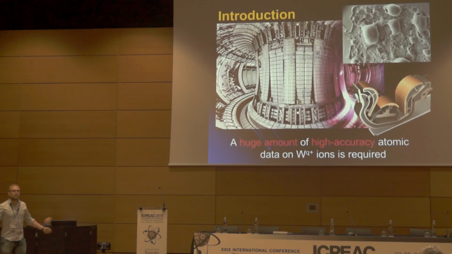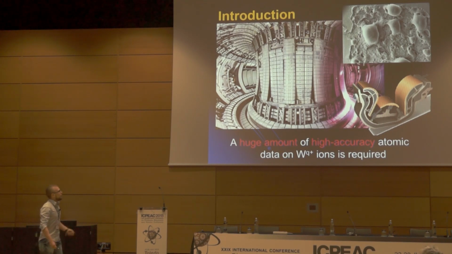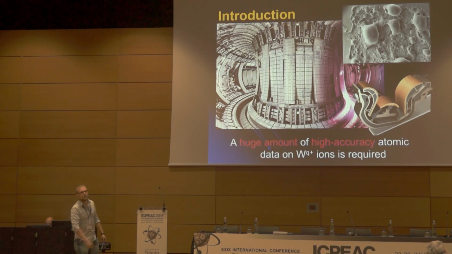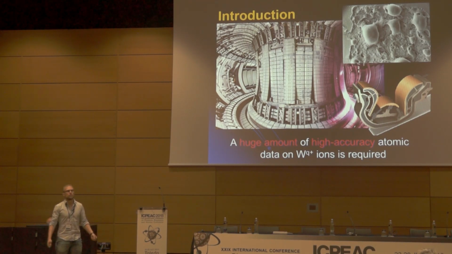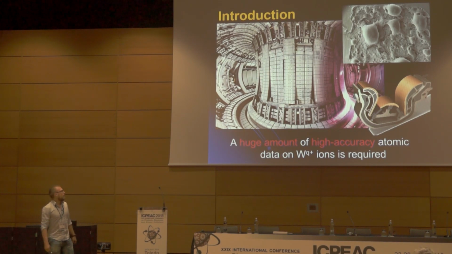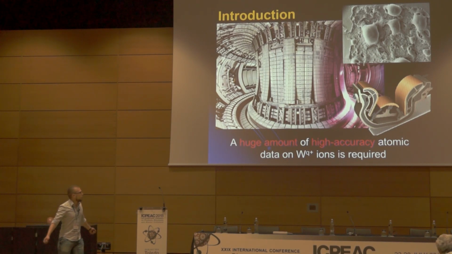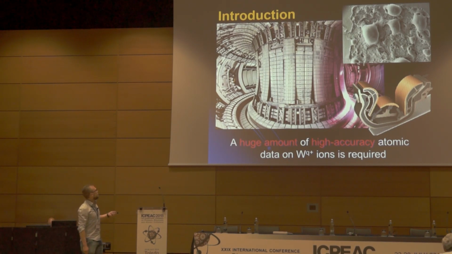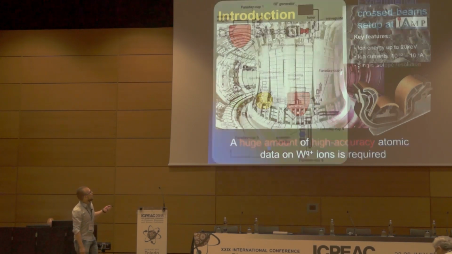So for this reason, a huge amount of atomic data, which is very important, of high accuracy is required in order to be able to model these probable losses in the plasma temperature.